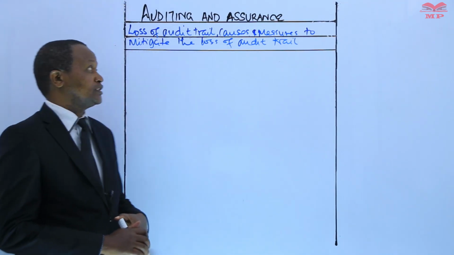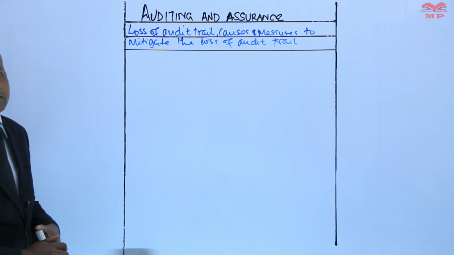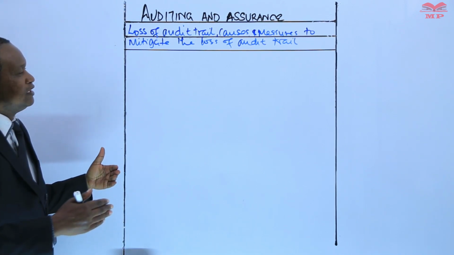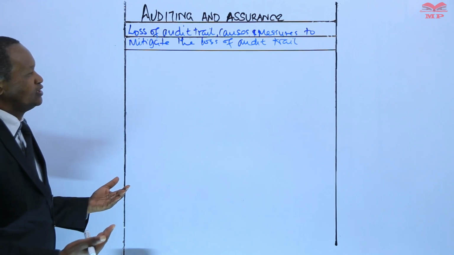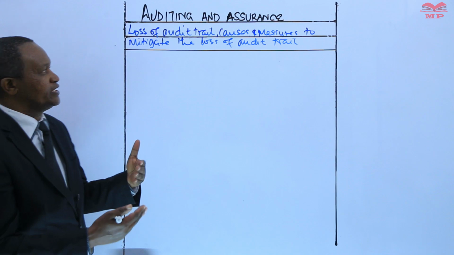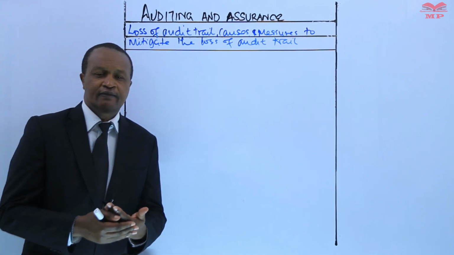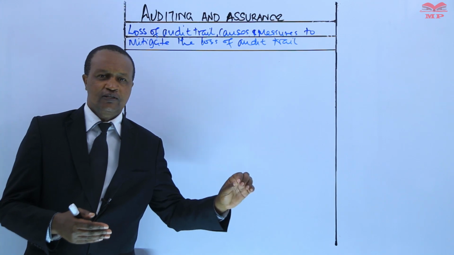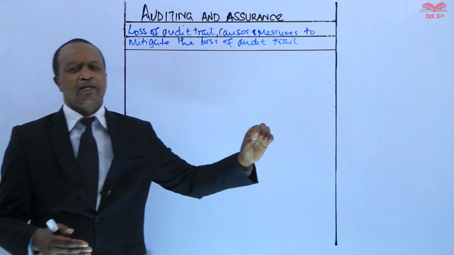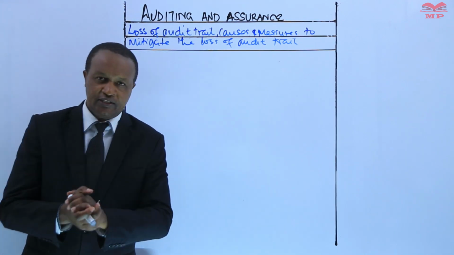Today we are going to discuss audit trail. In discussing the audit trail, we will identify the causes of audit trail loss and the measures to mitigate the loss of audit trail. But first of all, what is the meaning of audit trail?